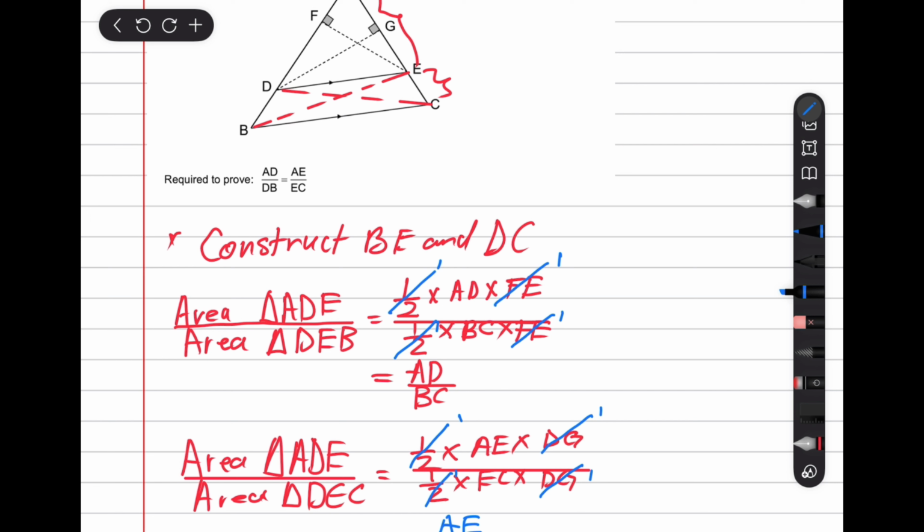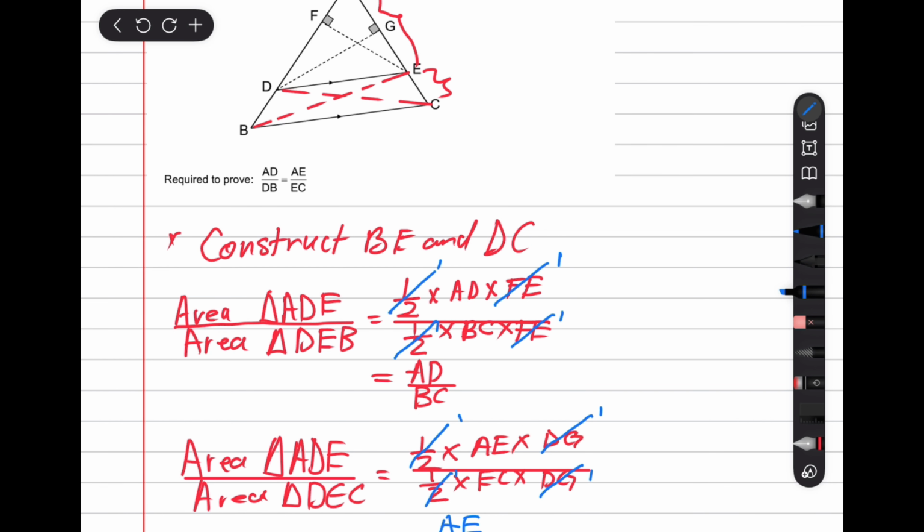So since these two triangles are within two parallel lines, we know that they are going to have the same altitude or the same height. This is because the distance between two parallel lines is the same, right? So that will be the perpendicular distance from BC to DE. It is going to be the same throughout, right? Because these are parallel lines. So this is why the height of the two triangles is going to be the same, right?